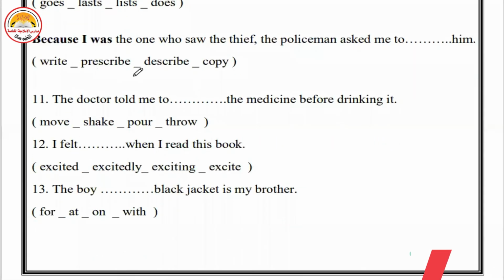Next, because I was the one who saw the thief, the policeman asked me to space him. Write, describe, copy. Okay, Ali? Describe. Describe, very good. To say how he looks like. Okay, thank you, Ali.